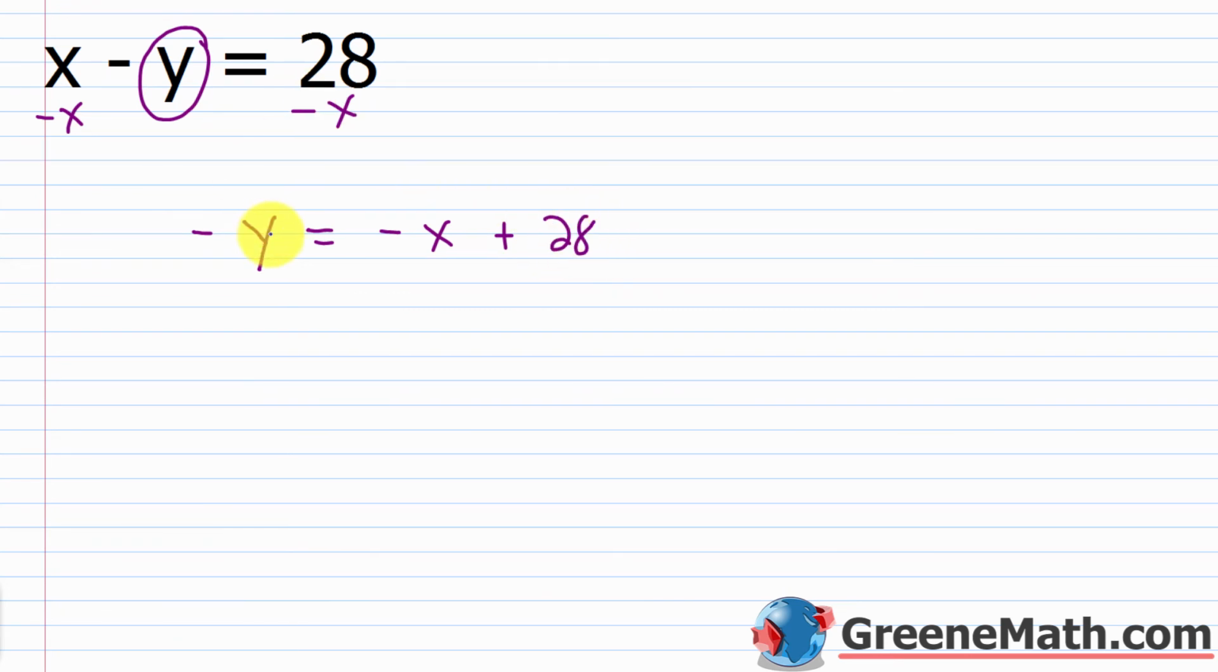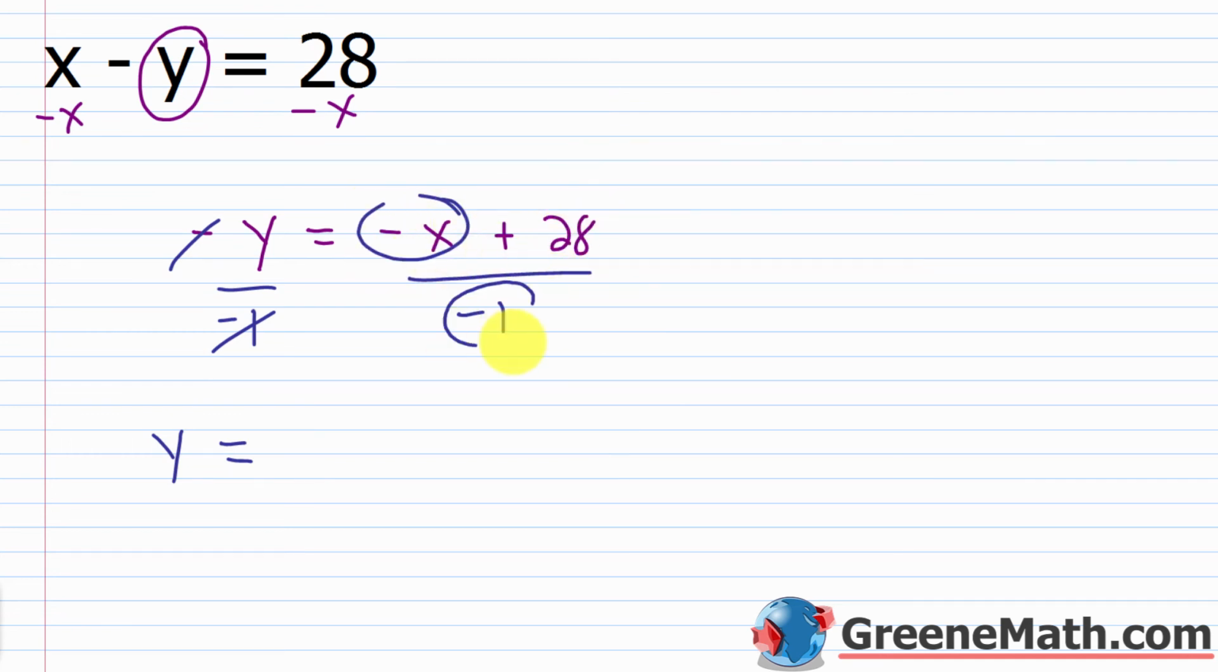Then I just want to get rid of the negative. So let's divide both sides by negative 1. And so this will cancel with this. I'll have y is equal to, you think about this as dividing each by negative 1. So negative x is divided by negative 1, so that's x. And then 28 is divided by negative 1, that's minus 28. So y equals x minus 28. So the coefficient of x here is understood to be 1. So that's my slope.